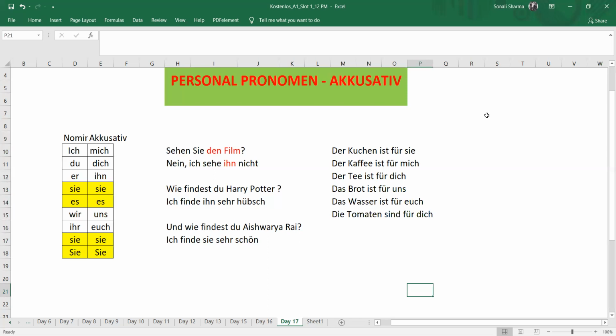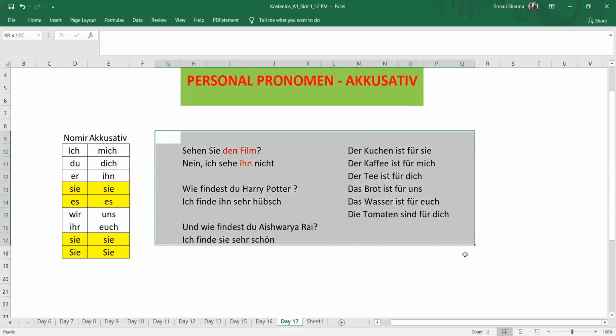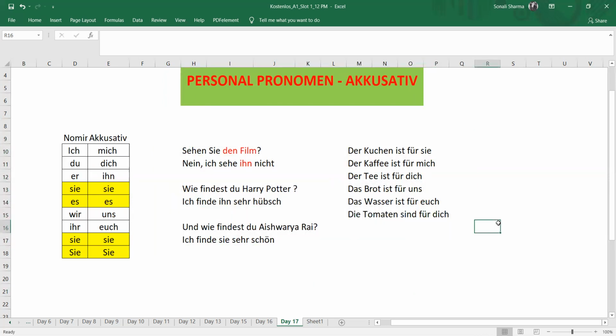So these were the major examples. Now you also have to first learn this table by heart and then you have to make your own examples. Try making it, try solving it. So this was all for today.